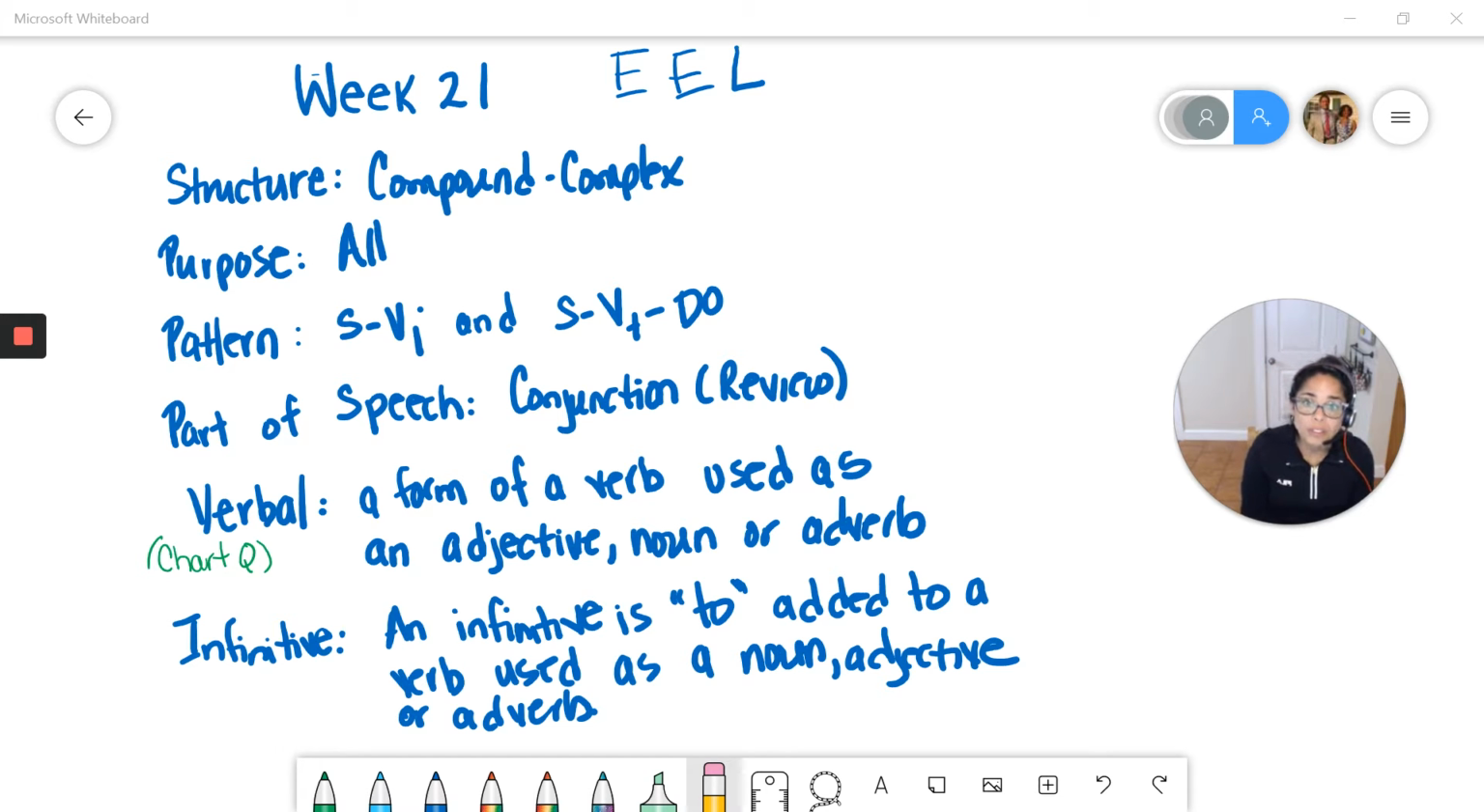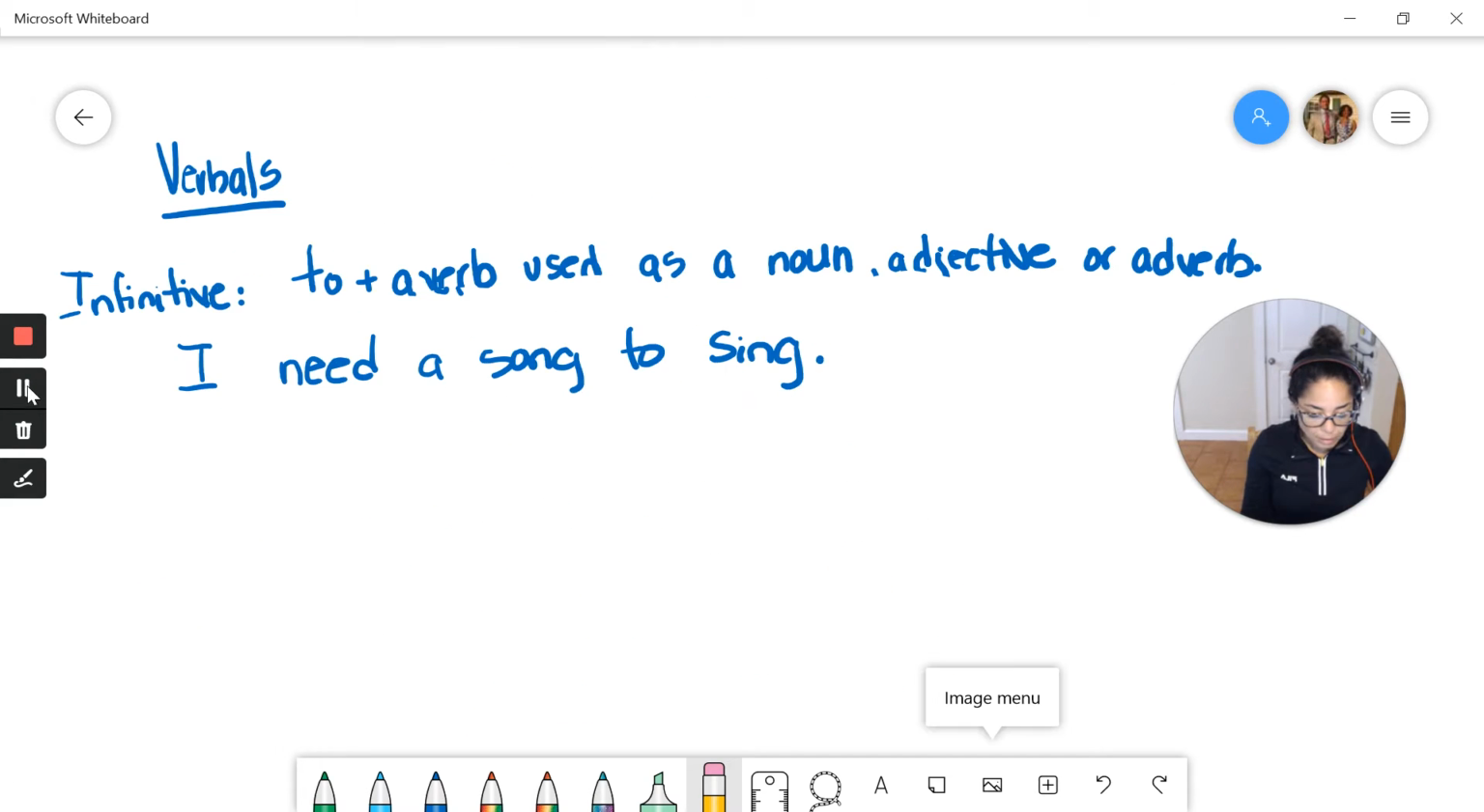I just want to define what a verbal is. A verbal is a form of a verb, and I've written it here, used as an adjective, noun, or adverb. And an infinitive is to added to a verb used as a noun, an adjective, or an adverb. So it's when you take a verb and you use it as another part of speech. And I'm going to be showing you some examples right now. Okay, I'll put this on pause and I'll get back to you in a minute.